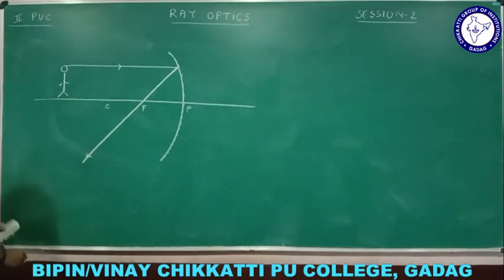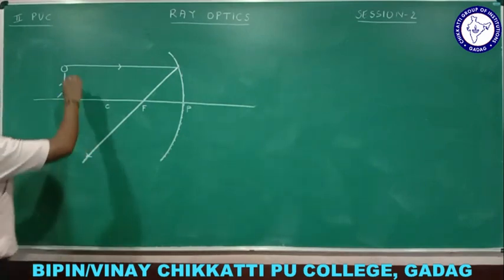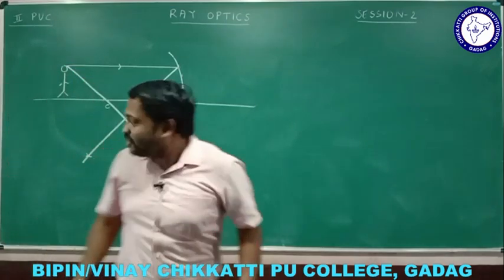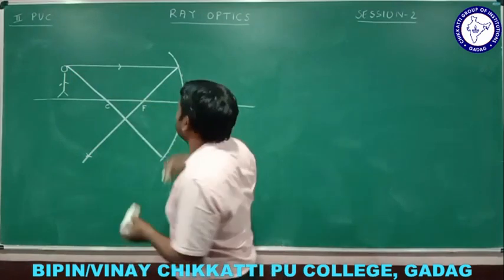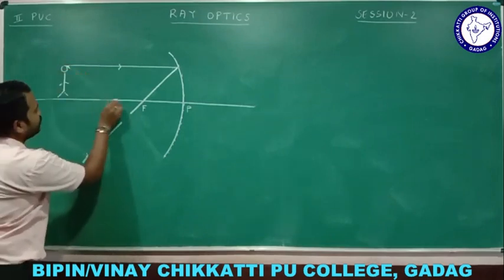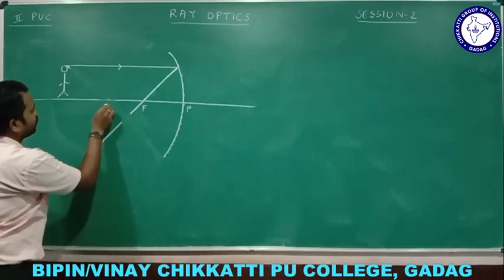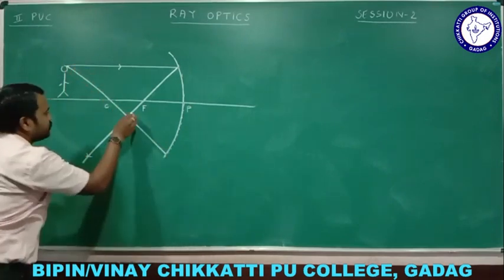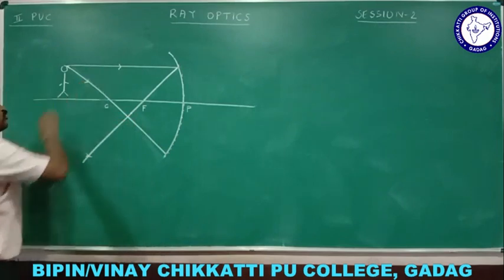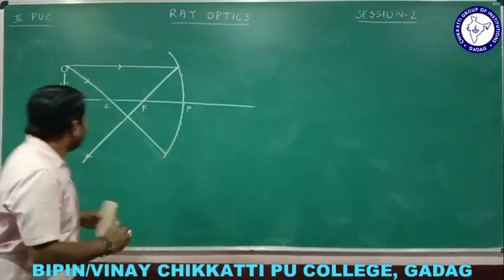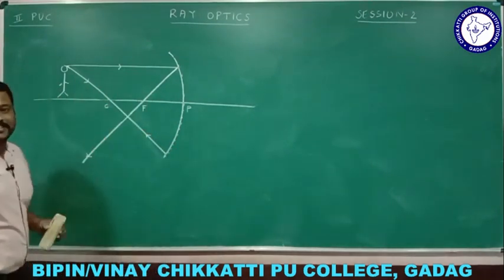Now there is another rule. What happens if the incident ray passes through the center of curvature? Let me draw a straight line here. This is the center of curvature. If the incident ray passes through the center of curvature, this is the way. Where is the reflected ray? It retraces the same path. So this is the incident ray, and it retraces the same path.